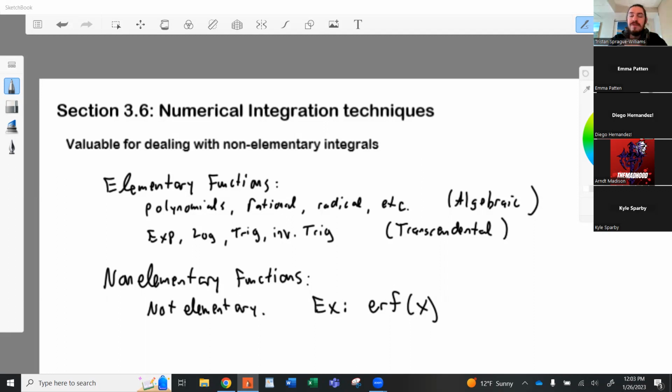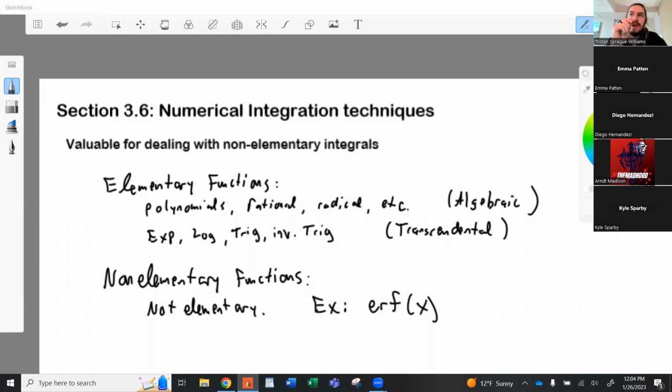Talking about elementary functions and non-elementary functions, because I want to explain why it is that we are studying numerical integration techniques. Why are we going back to Riemann sums when we've learned the fundamental theorem of calculus? Like, why do we need to do Riemann sums? We can just find antiderivatives and plug some numbers in. Or can we? Well, here's the problem.